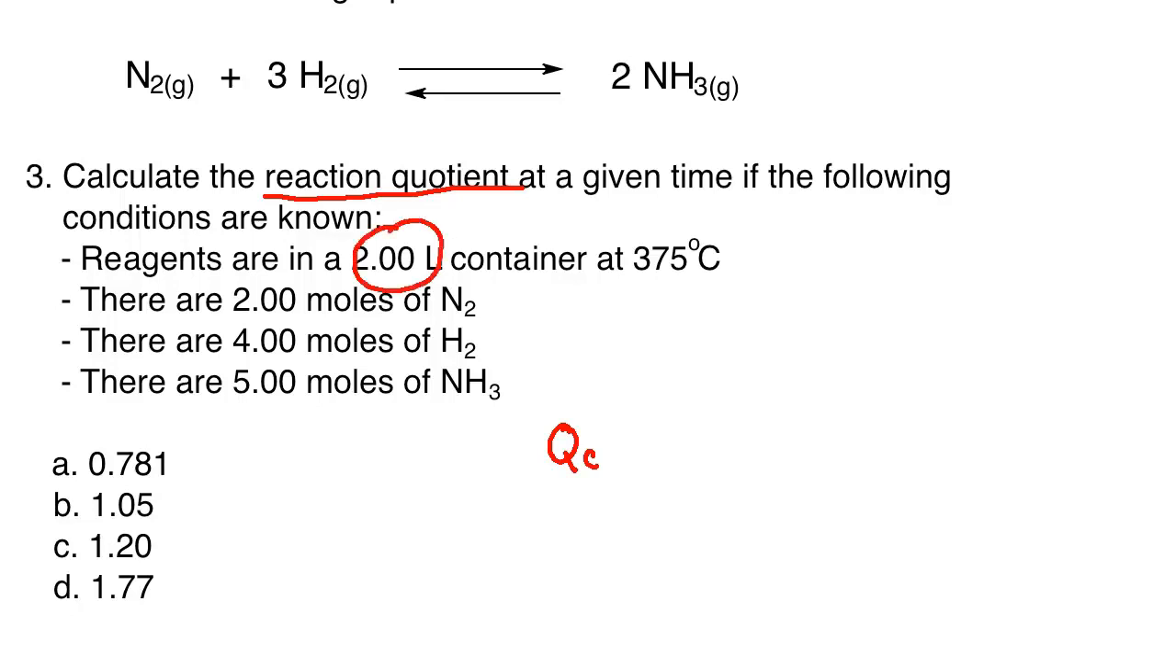2 liters means that I need to adjust these values, because if it's 2 liters, then the volume is 2 in comparison to a lot of these other examples where we had 1 as the volume. So the way that I would set this up is that the Qc is going to be equal to the NH3, and that would be squared because of the coefficient of 2 in the balanced equation. I'm then going to have my H2, and that would be cubed, again due to the coefficient, and then I would also have my nitrogen gas. So this would be the setup for the quotient that I'm looking to calculate at this given time t.